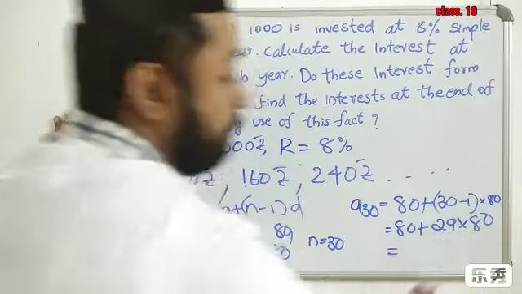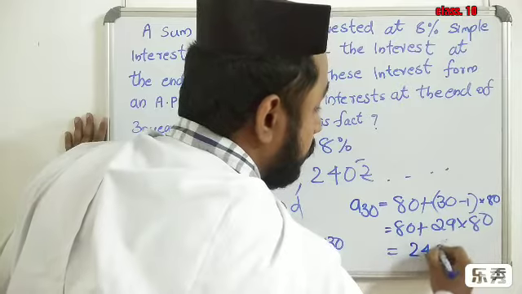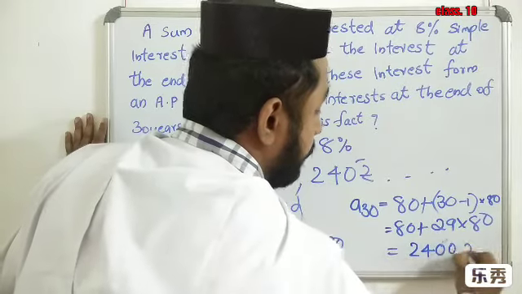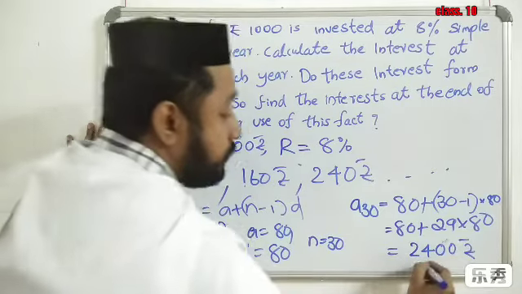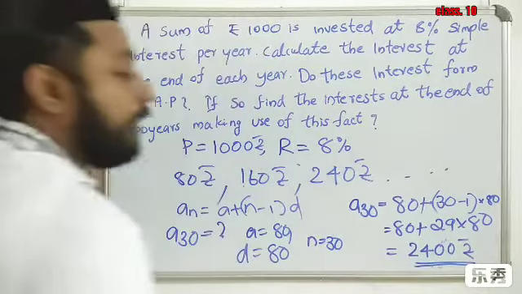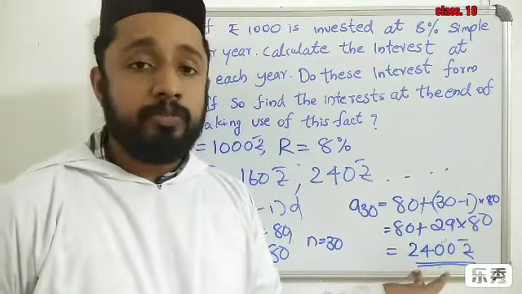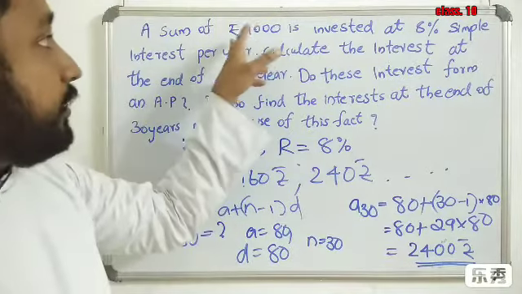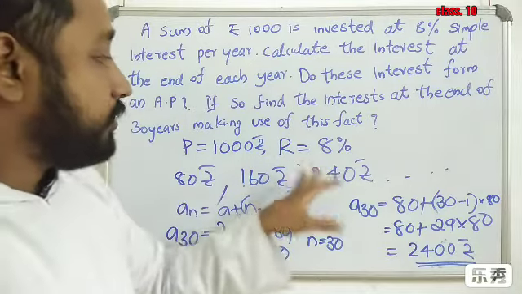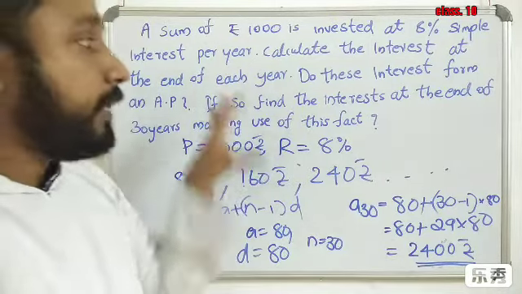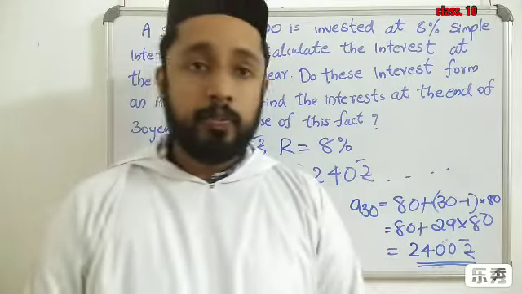When we calculate this, we will get the value 2400. So 2400 will be the amount. First we multiply these two and add with 80, we will get 2400. So after the 30th year, the interest will be 2400. So in this question, rupees 1000 is invested. After each year we get 80, 160, 240, etc. So this forms an AP. At the end of the 30th year we will get 2400 rupees.